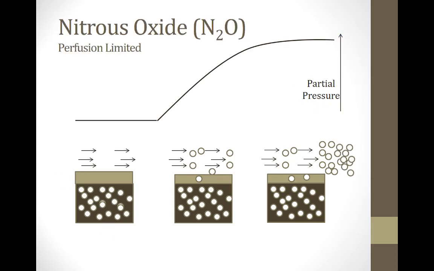In the case of nitrous oxide, what happens is this diffusion barrier here is no factor whatsoever. Nitrous oxide easily moves through this, and then it is quickly picked up by the blood.